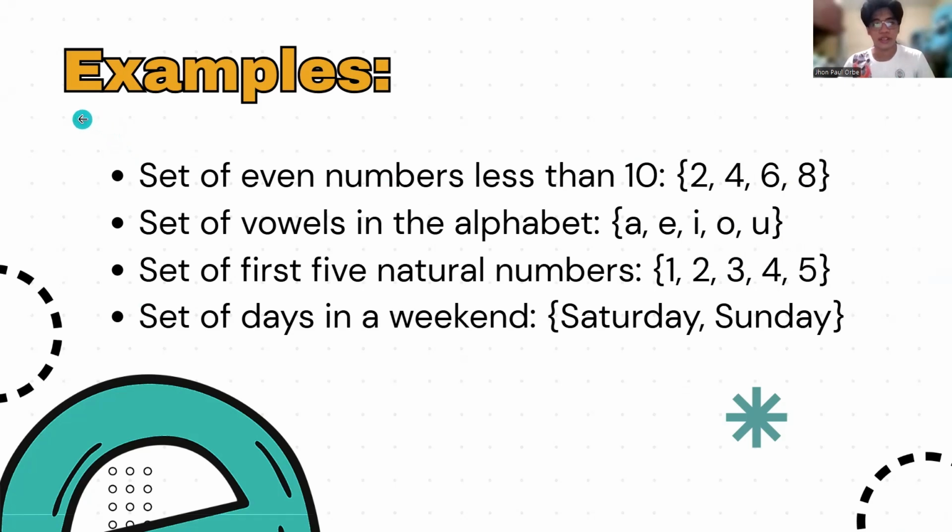So these are the various examples using the roster method. Set of even numbers that are less than 10. So we have 2, 4, 6, and 8. Set of vowels in the alphabet. So A, E, I, O, and U. Set of first five natural numbers. We have 1, 2, 3, 4, and 5. Set of days in a weekend. We have Saturday and Sunday.